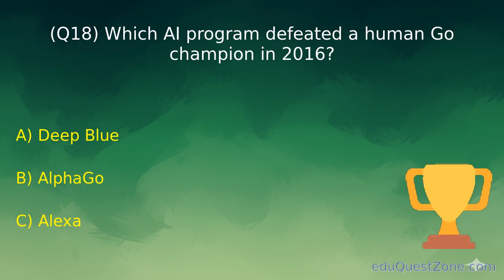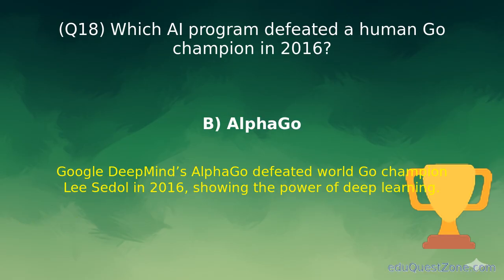Question 18. Which AI program defeated a human Go champion in 2016? Option B. AlphaGo. AlphaGo from DeepMind beat Lee Sedol, the world Go champion, in 2016.